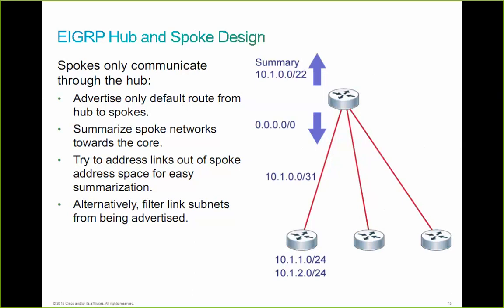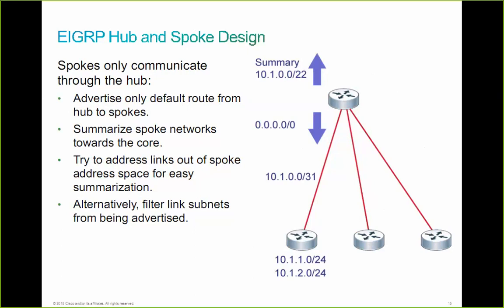So as you can see from the diagram here, we're only going to advertise a default route from the hub to the spokes because the only way that the spokes get to other routes in the topology is through the hub, right? Keep in mind, in this case, we're not going to see any kind of spoke-to-spoke communication. This is not a partial mesh. It's not a full mesh. It is literally and physically just hub and spoke, all right? The spoke routes themselves should be summarized up to the hub towards the core. Makes sense, right?